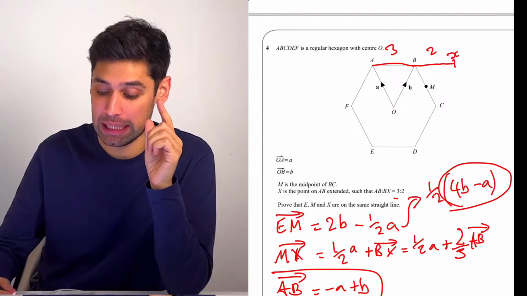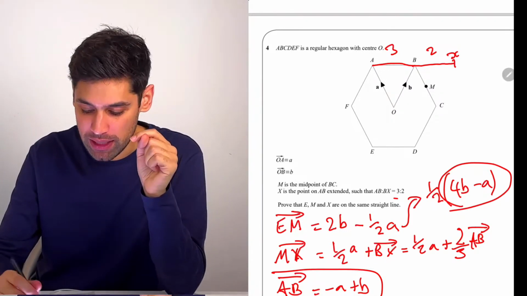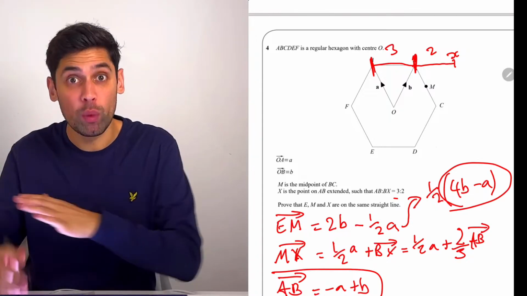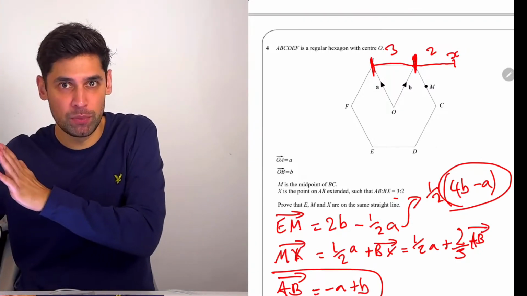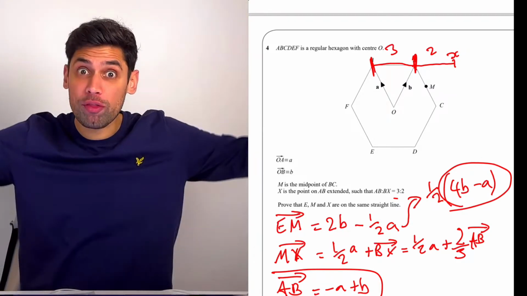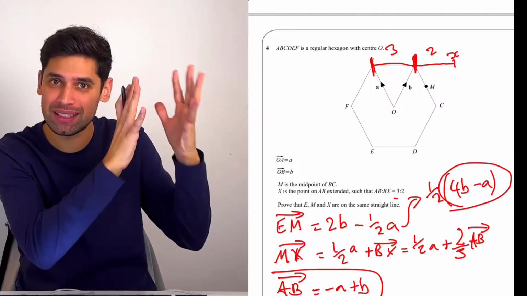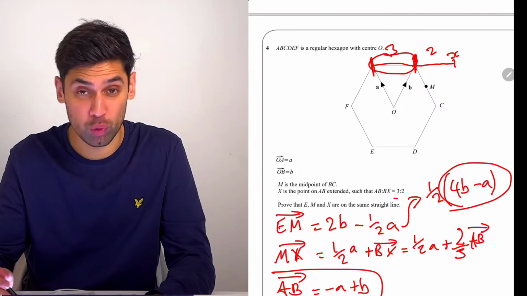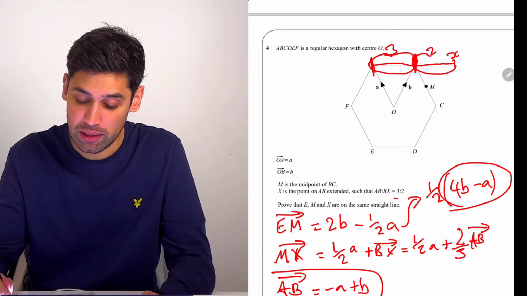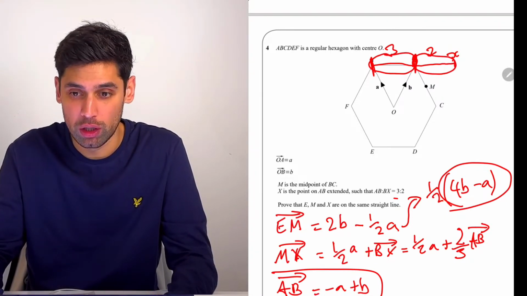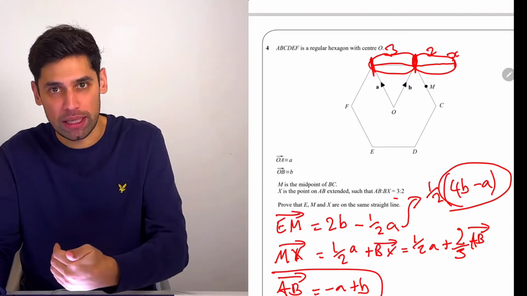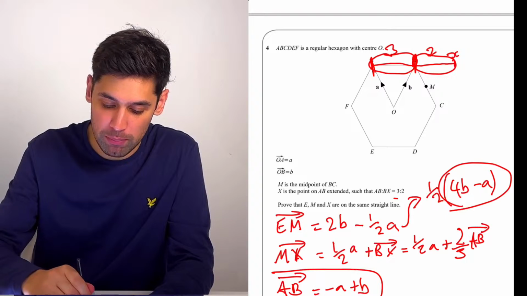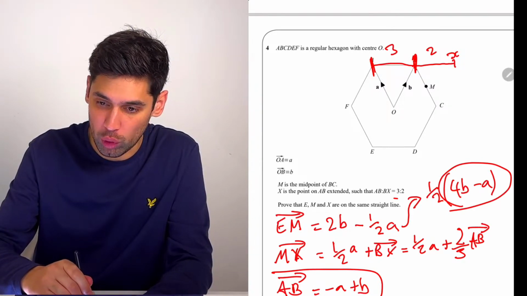What we're doing is we know that AB, this section here, is minus A plus B. We want to know what the section next to it is. So we're not looking for 2/5 of the whole thing. We're completely splitting up this section from what's next to it. Now, this bit is worth 3. This bit is worth 2. So it is quite literally 2/3 of that.